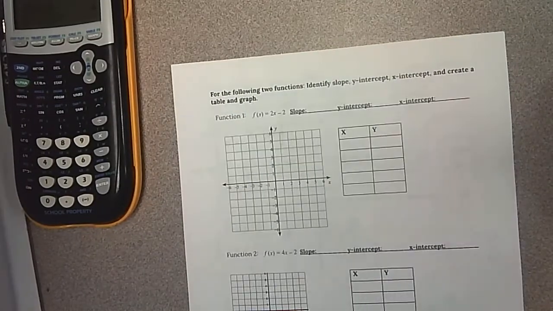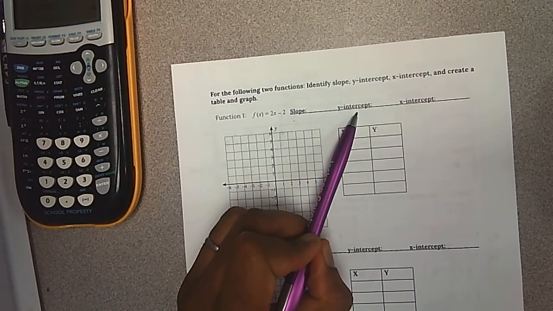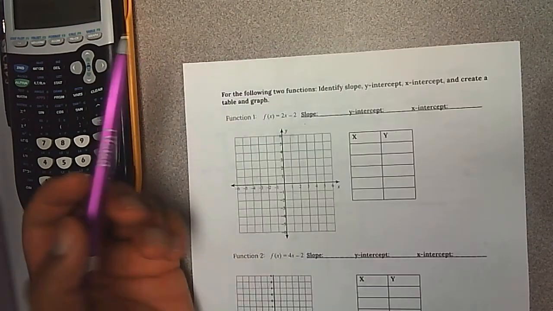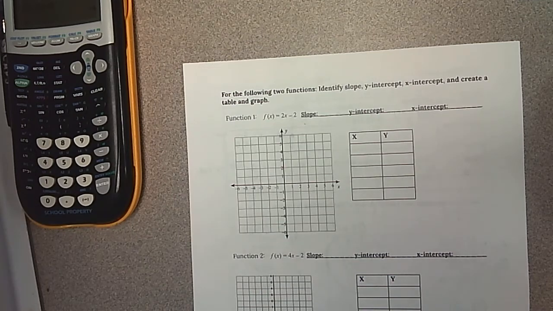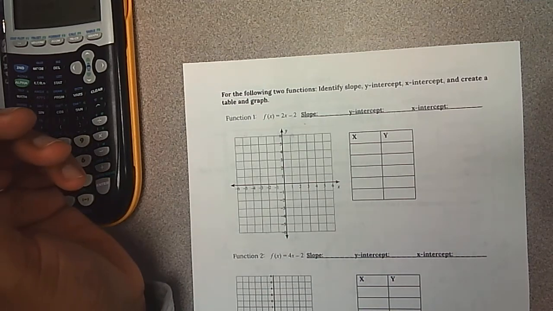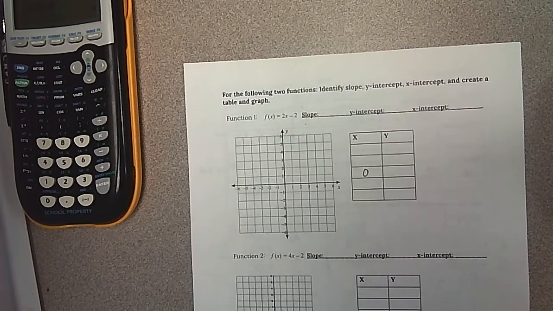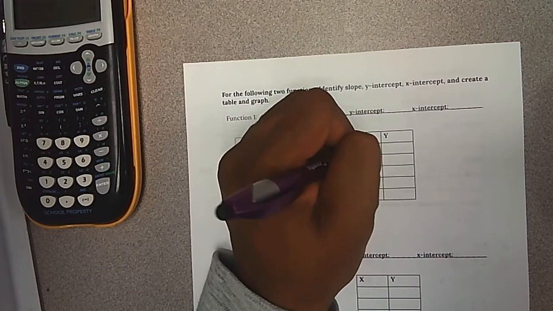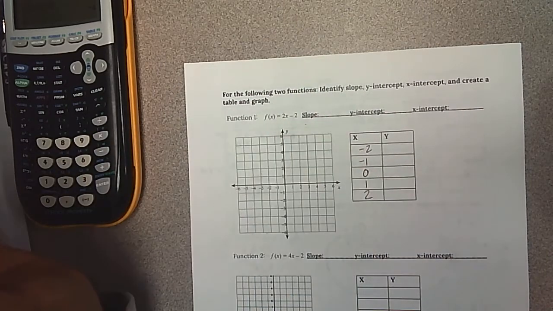All right, for the following two functions, identify the slope, y-intercept, and x-intercept, and create a table and graph. Let's get it. So, what is this? 0 is always a nice one to have in there. Let's go: -1, -2, +1, +2.